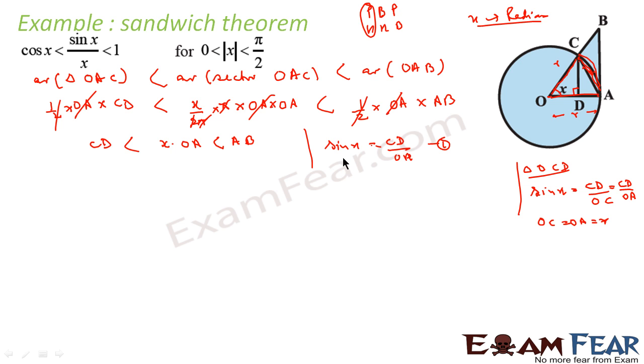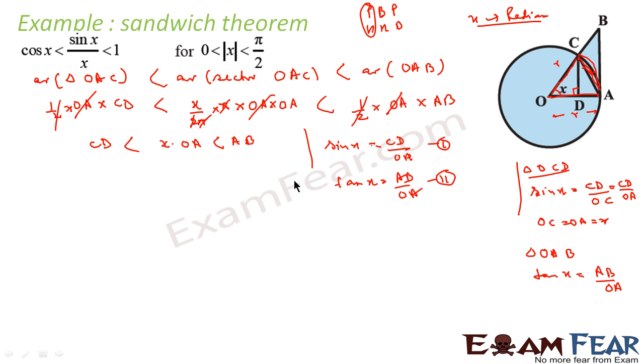Correct. The second equation we can get is in triangle OAB. In this triangle OAB, if we want to find the value of tan x, why? Because we have AB here, and AB will always come in tan only. So in triangle OAB, tan x will be AB by OA. Correct. And we have AB here, we have OA here. So we'll say that tan x is equal to AB by OA. So we have equation 2.